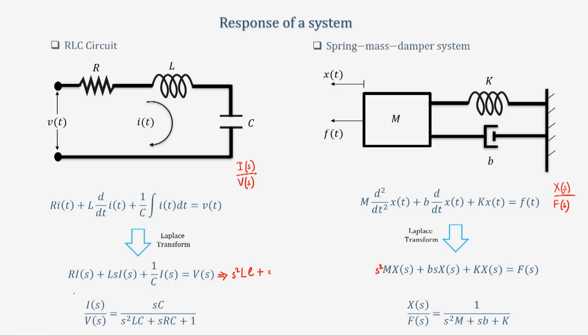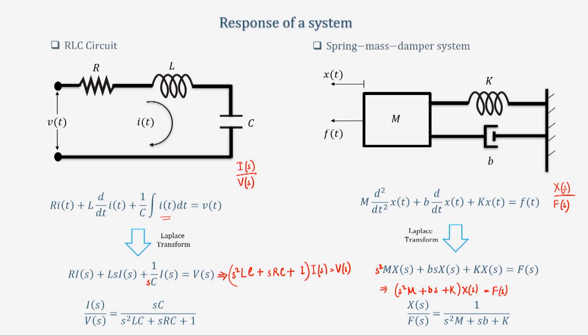oh, I think that I have missed S here. Yes, because the Laplace transform of integration is 1 by Sc. So 1 by Sc. Now if I just rewrite this equation, this is what it will become. This becomes (S square Lc plus Src plus 1) whole into Is equal to Vs, and here this one becomes (S square m plus Bs plus k) whole Xs equal to Fs.